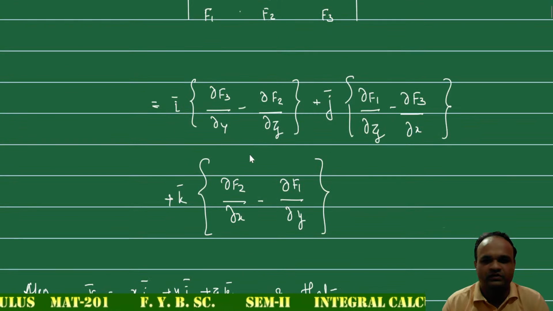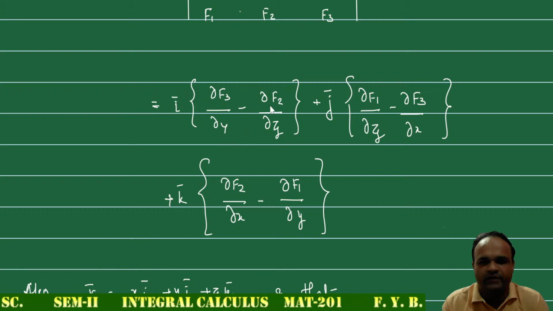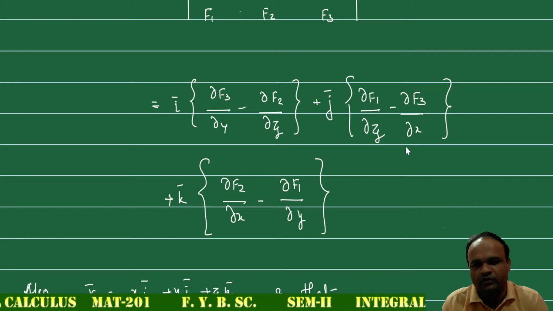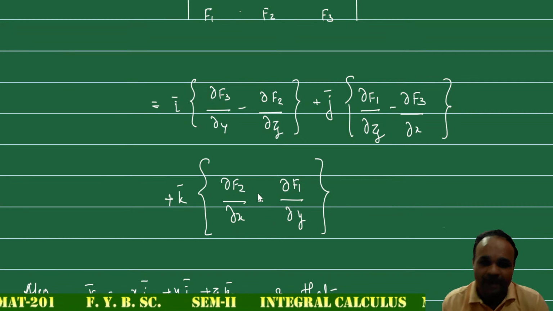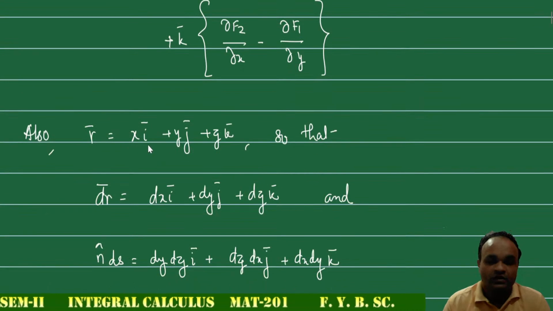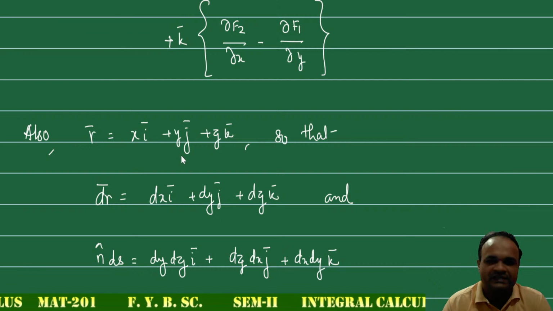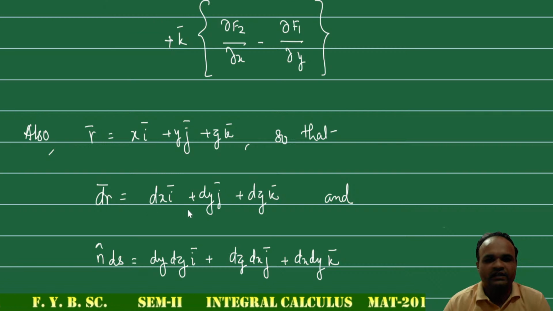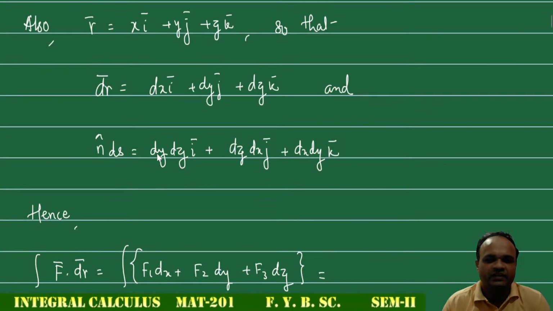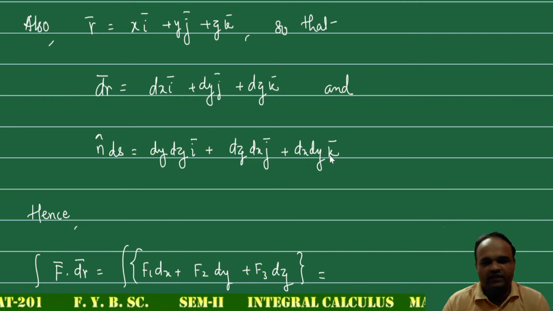So if you simplify it, you'll get i bar in the bracket dou f3 by dou y minus dou f2 by dou z, plus j bar in the bracket dou f1 by dou z minus dou f3 by dou x, plus k bar in the bracket dou f2 by dou x minus dou f1 by dou y. Also here r bar is the position vector, so it is equal to x i bar plus y j bar plus z k bar, so dr bar will be dx i bar plus dy j bar plus dz k bar, and n cap ds will be dy dz i bar plus dz dx j bar plus dx dy k bar.